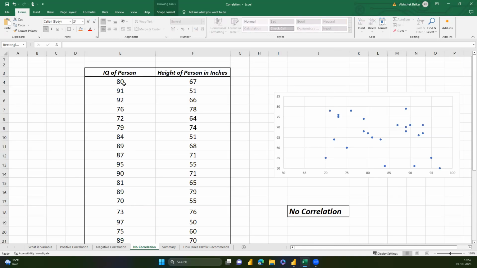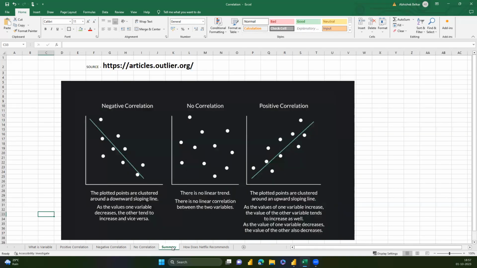So if we say the IQ of a person and the height of a person, in the real world there is no relation between them, right? So if you plot these two on a scatter chart, you don't see any pattern over here. So that's why you say there is no correlation at all. Okay. So let's just summarize what we have learned so far.